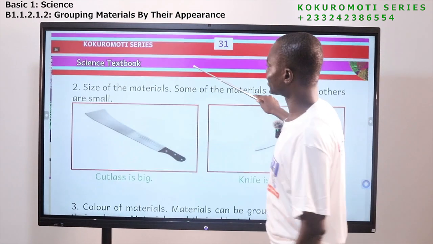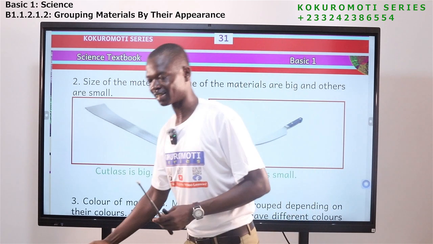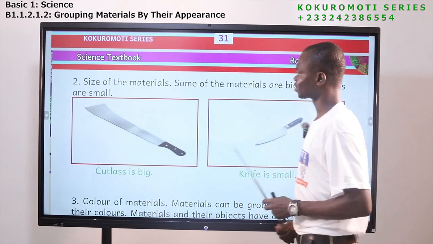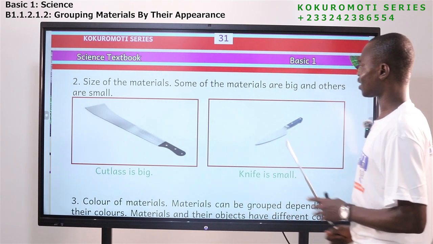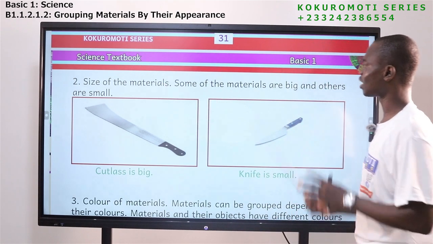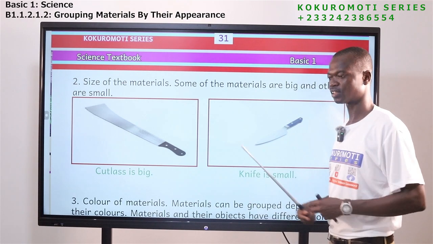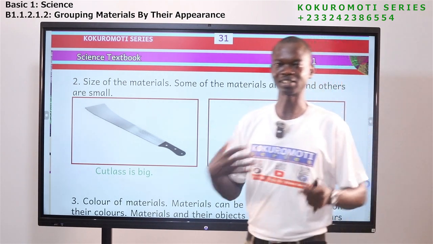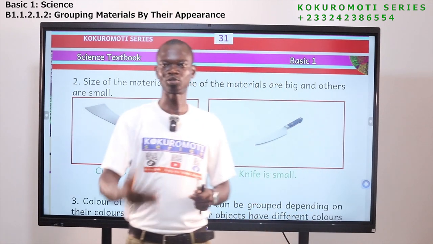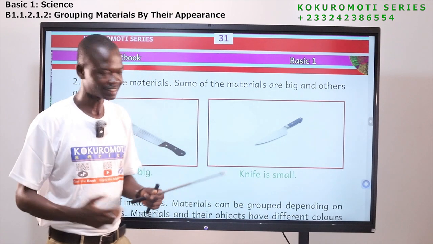Okay, so the next one, we are talking about size. We can group objects according to the size. The size of a material, the size of the materials. Okay, so that is another thing that you have to know. Whenever you are grouping things according to their appearance, you look at the size. So you look at me and you can tell that I am fat or I'm not fat. Do you get it? I can look at you and tell that you are also fat or you are not fat. We are talking about size.